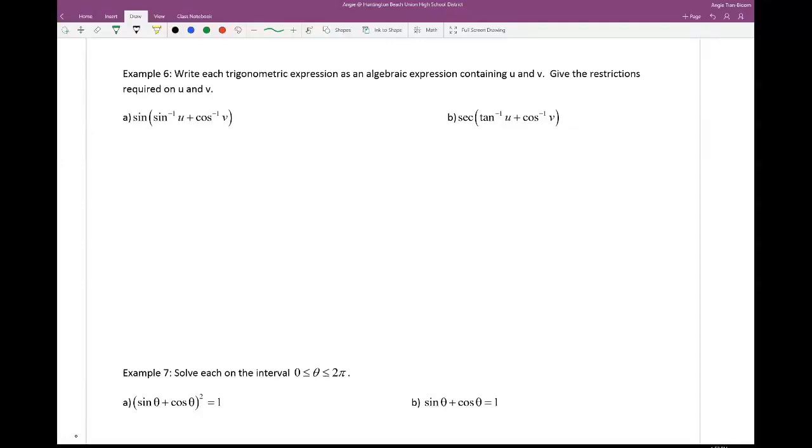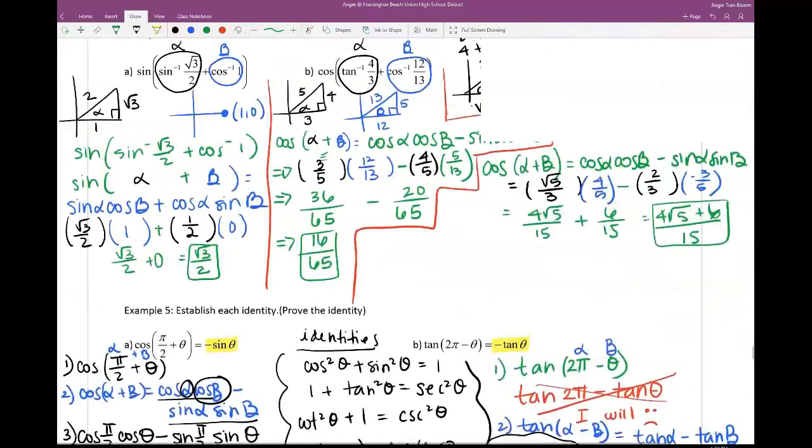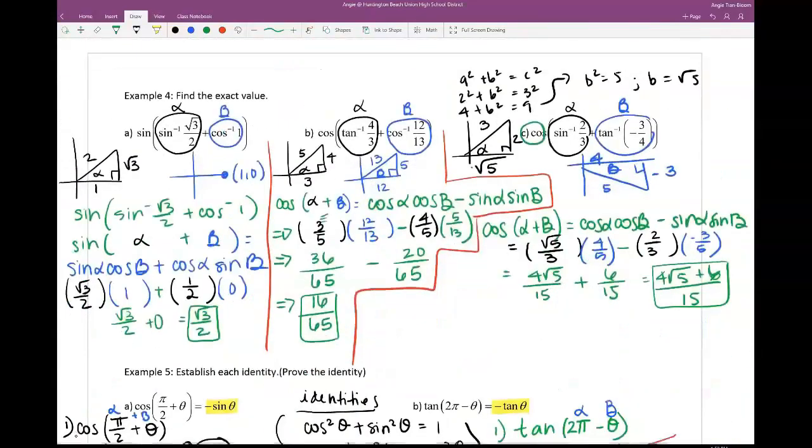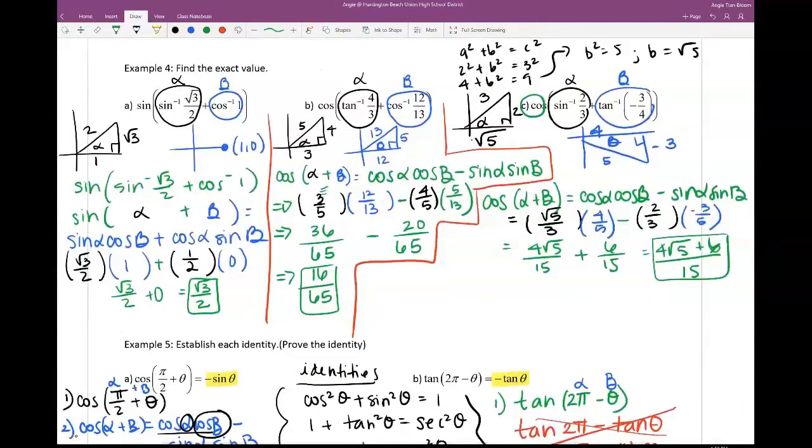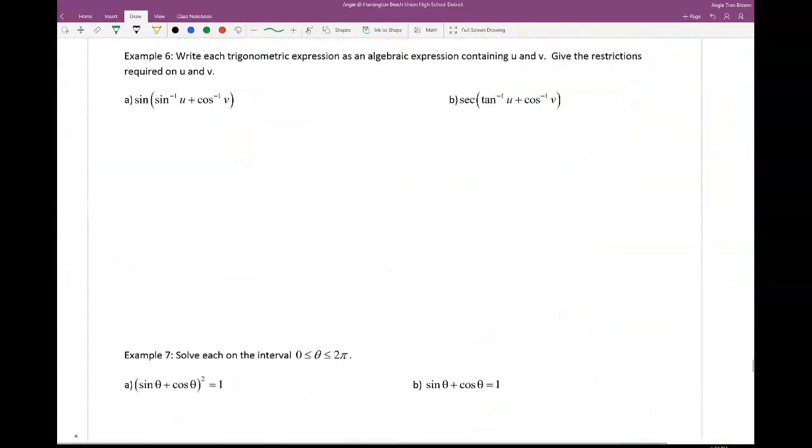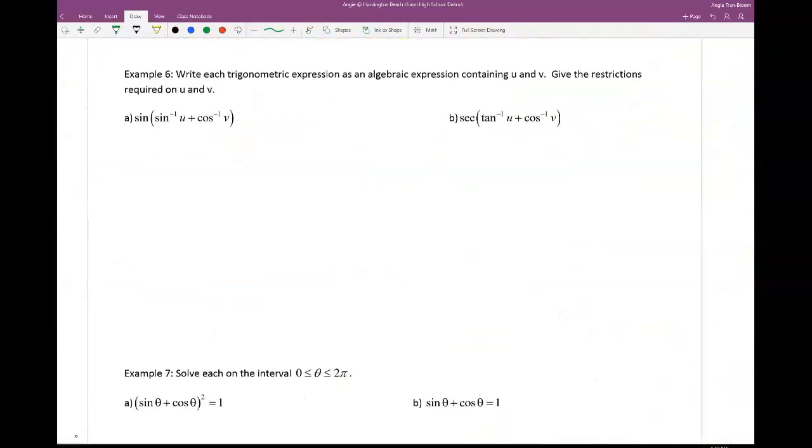All right, here is example 6. Write each trigonometric expression as an algebraic expression containing u and v. Give the restrictions required on u. So let's start with example A. Now keep in mind, this example 6 is very, very similar to example 4. See this example 4 from previous videos? But instead of numbers, it just has u and v. And that's not really important. If you understand the concept, then it's not a big deal.